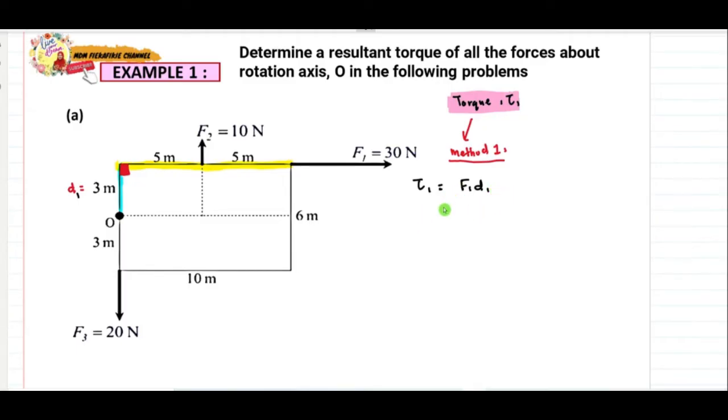Okay, so kalau kita tengok pada direction pula, so what is the direction? Clockwise ke anti-clockwise? So kalau you confused, you boleh lukis. So this is the pivot point O. Okay, so this is D1. And then this is the line of force F1. So dia patah balik ke sini. So you nampak dia adalah clockwise direction.